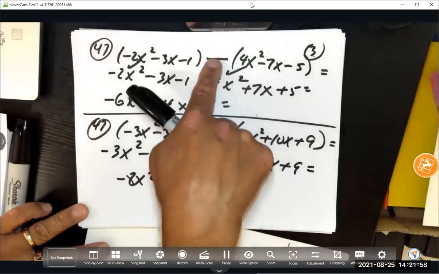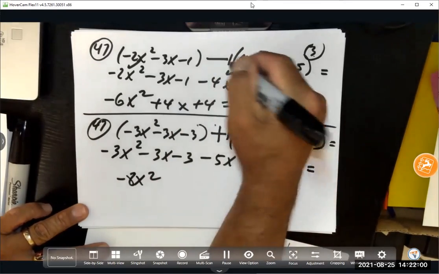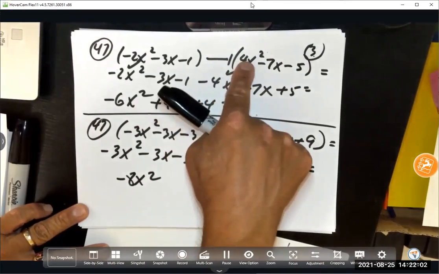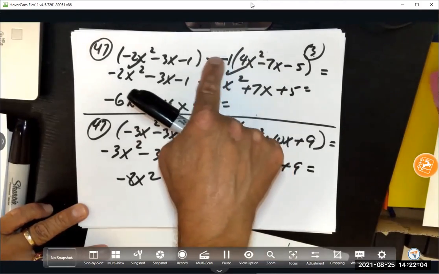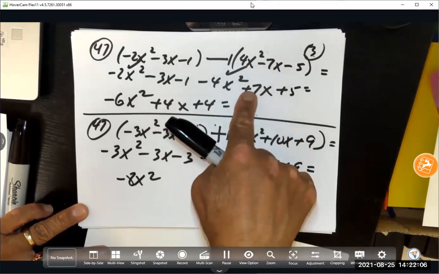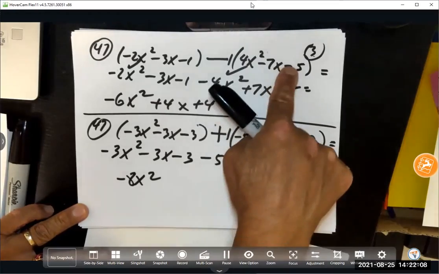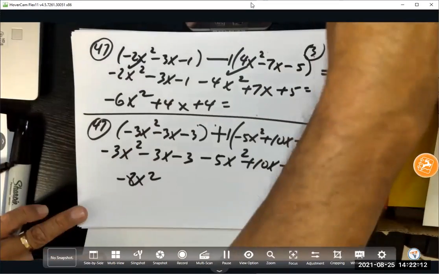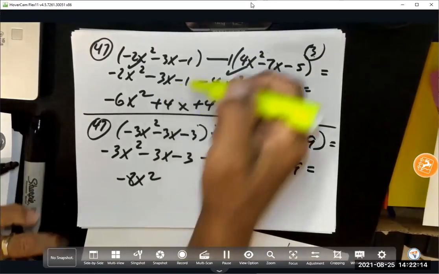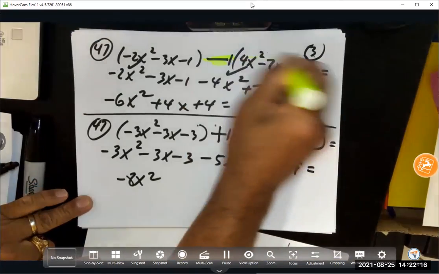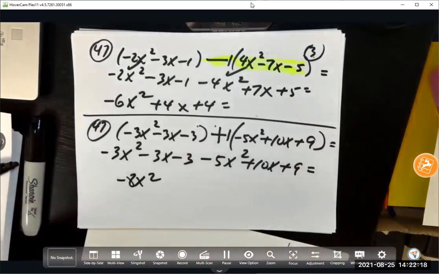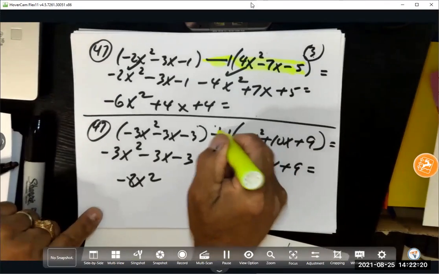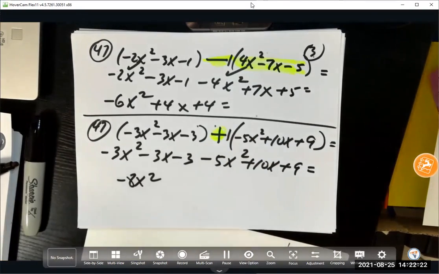But this one does, because this is like saying what? Negative 1, right? So negative 1 times this, it's a negative. And the negative times the negative, it's a positive. And the negative times the negative, it's a positive. See how this one switches? Yeah, so this one does switch it. You see the minus right here? It's going to change all of these. But if you see a plus, that's all. Don't worry about it. Nothing happens.